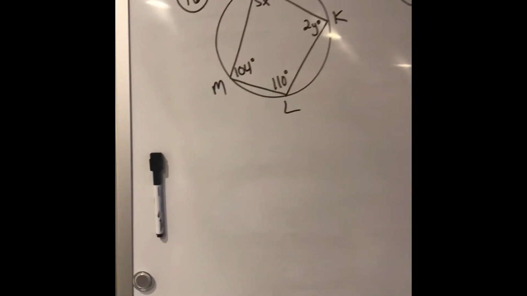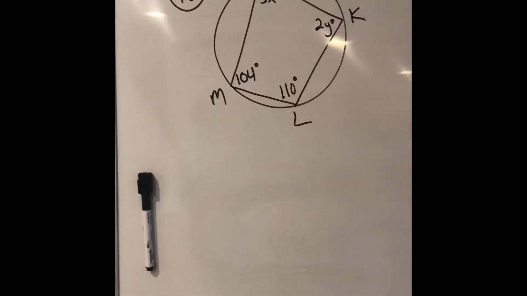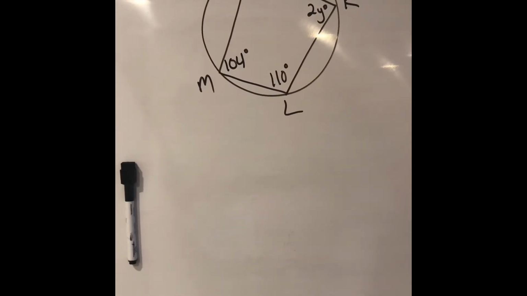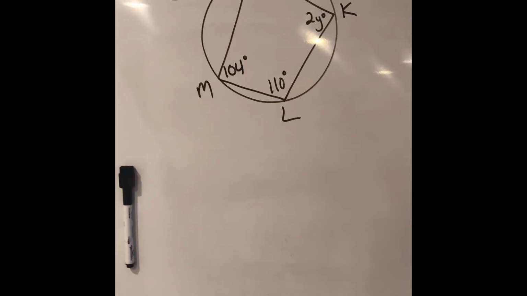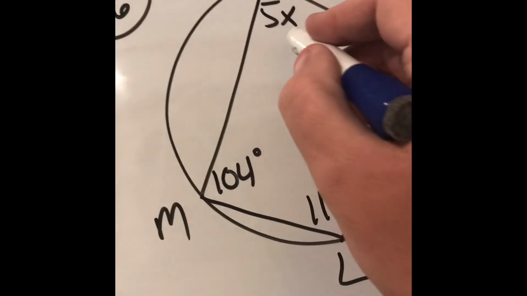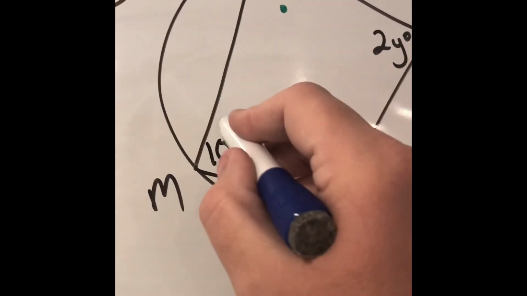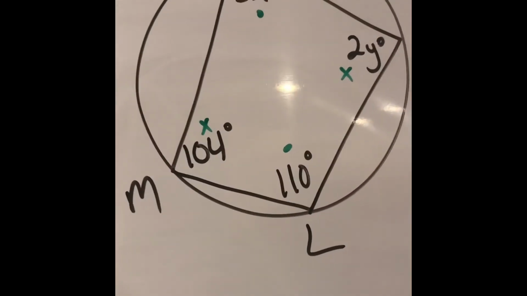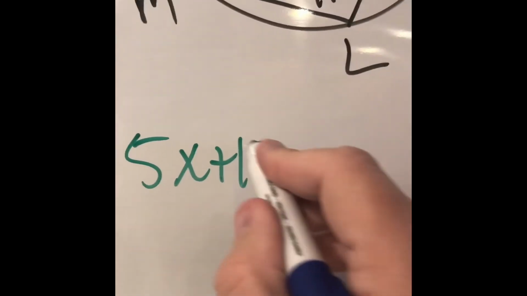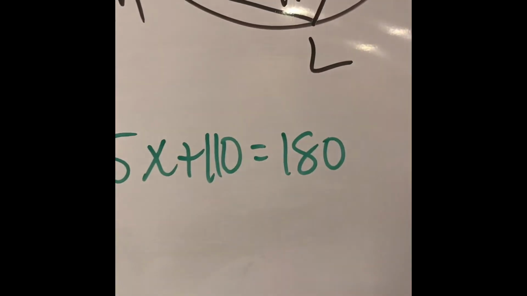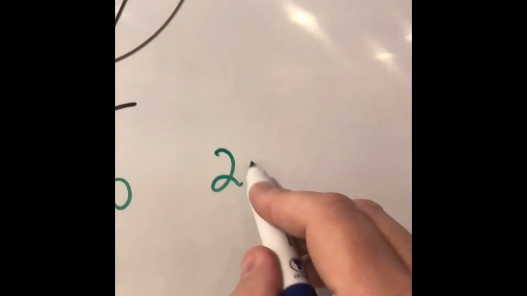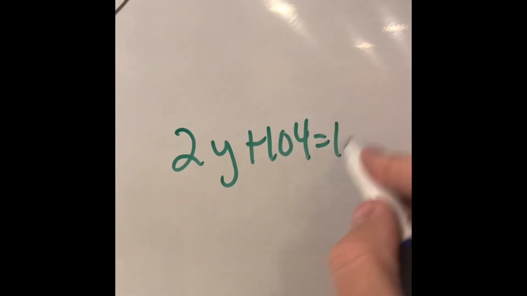Next, we have a quadrilateral inscribed in a circle. Remember, the rule is if the quadrilateral is inscribed in a circle, then opposite angles are going to be supplementary. So these two angles are supplementary. These two angles are supplementary. Supplementary means add up to be 180. So we're going to go 5x plus 110 equals 180. And the other equation that we're going to do is 2y plus 104 equals 180.